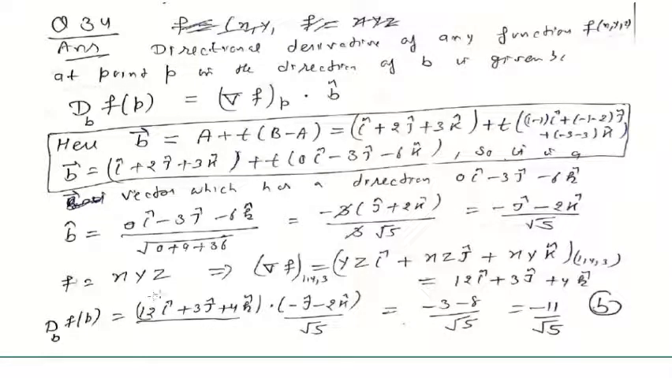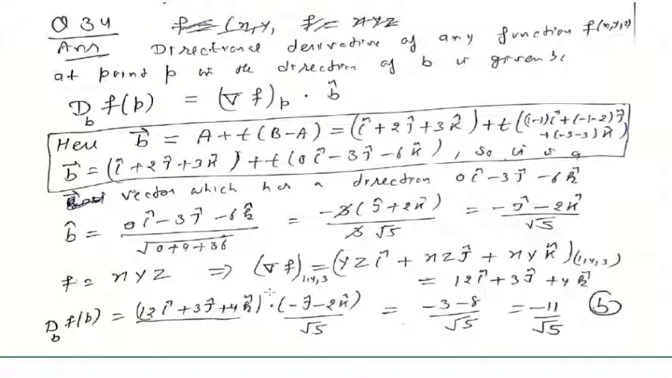So for f equals xyz, calculate the gradient. Its derivative with respect to x is yz, its derivative with respect to y is xz, its derivative with respect to z is xy. So write it here and substitute the point x 1, y 4, z 3, you will get this. Now we have the value of del f, we have b cap, give the dot product.